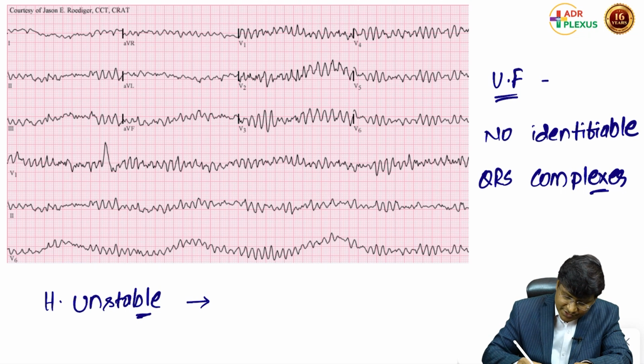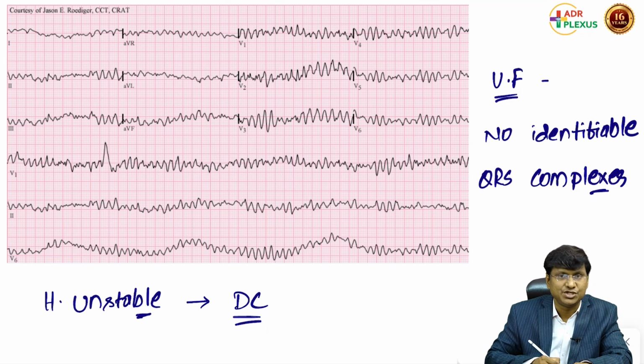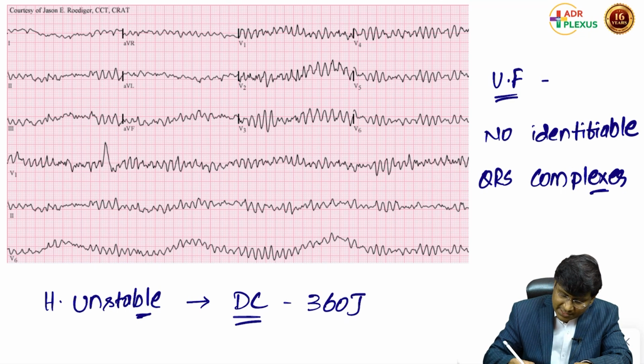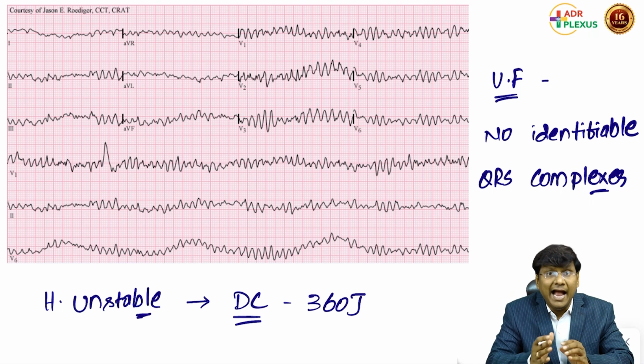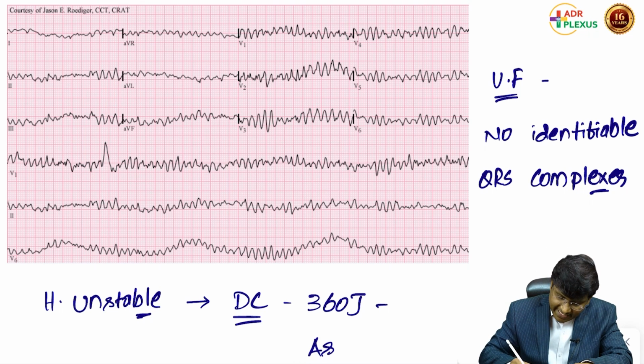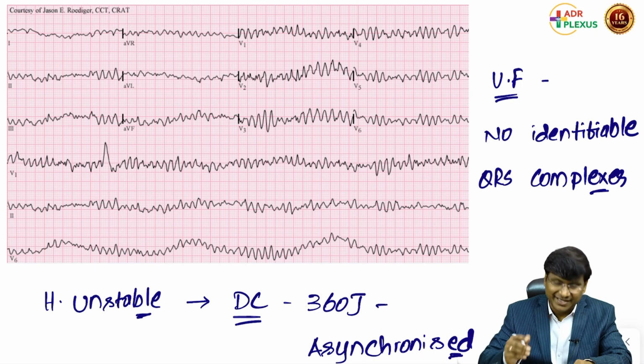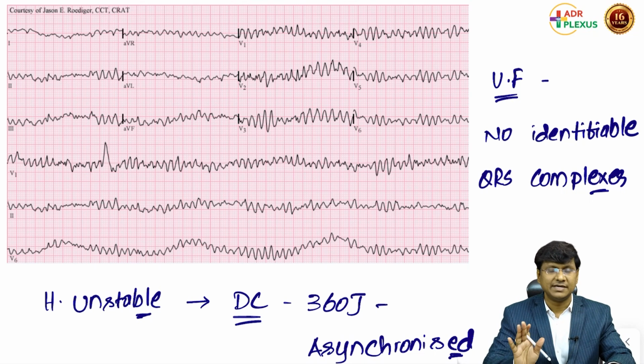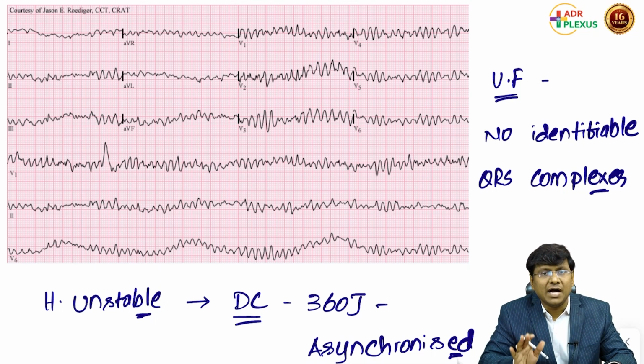So these patients have to be given the DC shock, right? And what should be the strength of the DC shock? It should be around 360 joules, okay? And here you are not able to identify the QRS complex, so we don't give synchronized DC shock. Here an asynchronized DC shock should be given. So that is about how you treat a patient with ventricular fibrillation.